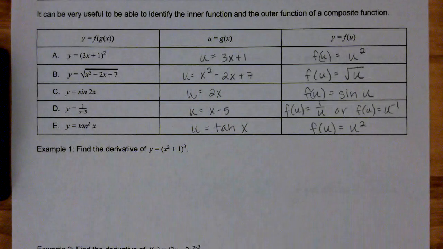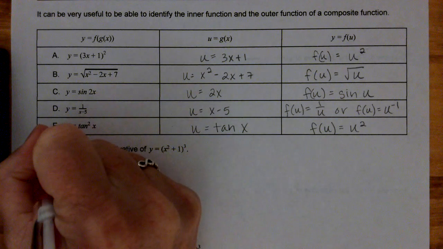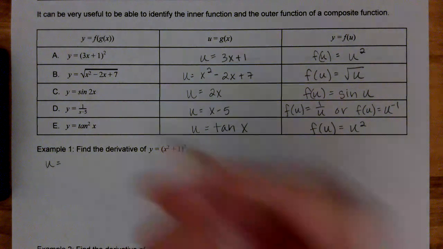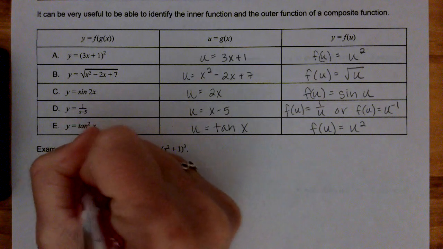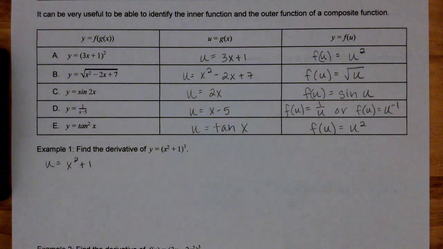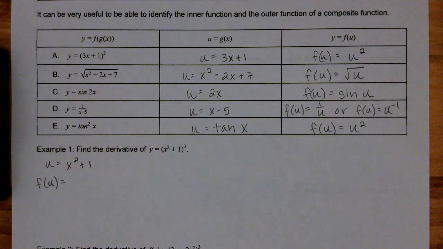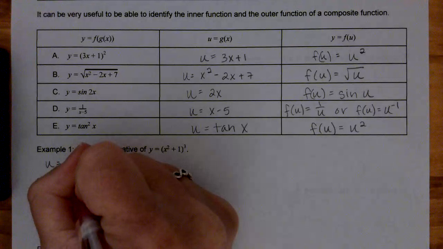So for example 1, I'm hoping that you get to the point that you can do some of this as mental math. But to start with, I think it's useful to write out the inner function and the outer function, the same as we did in the table above. So the first thing that I'm going to do is define u. I want to think, what is my u? What is my inner function? And here it is x squared plus 1. So then my f of u is u cubed.